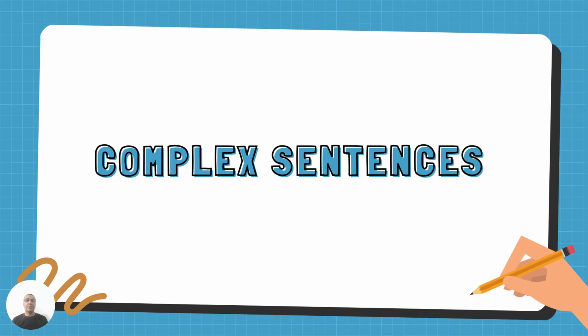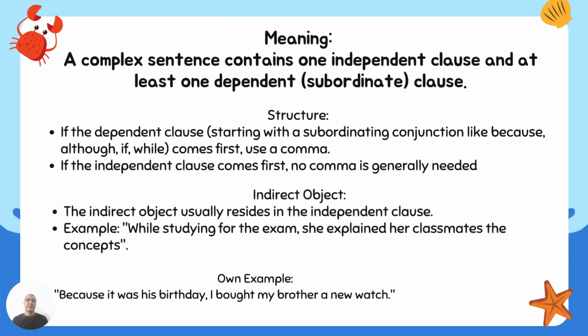Now we will see the complex sentences. What is the meaning? Complex sentences contain one independent clause and at least one dependent subordinate clause. What is the structure? If the dependent clause starting with a subordinating conjunction like because, although, if, where comes first, use a comma. If the independent clause comes first, no comma is generally needed.